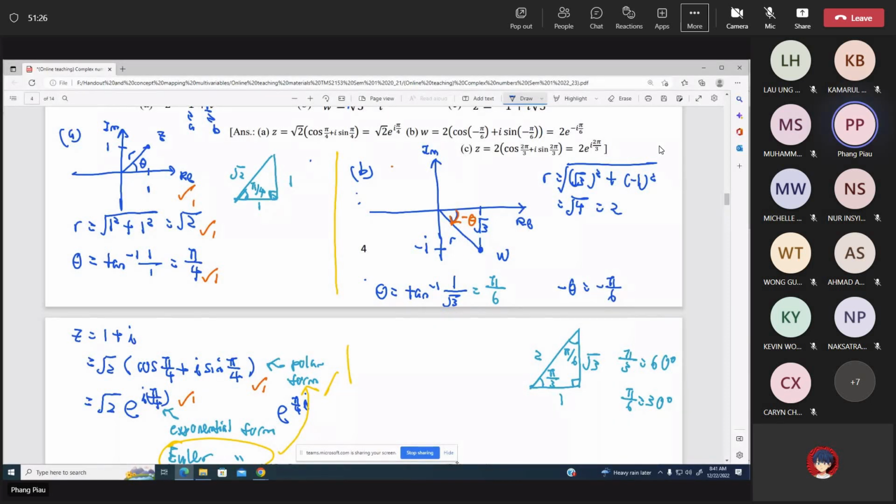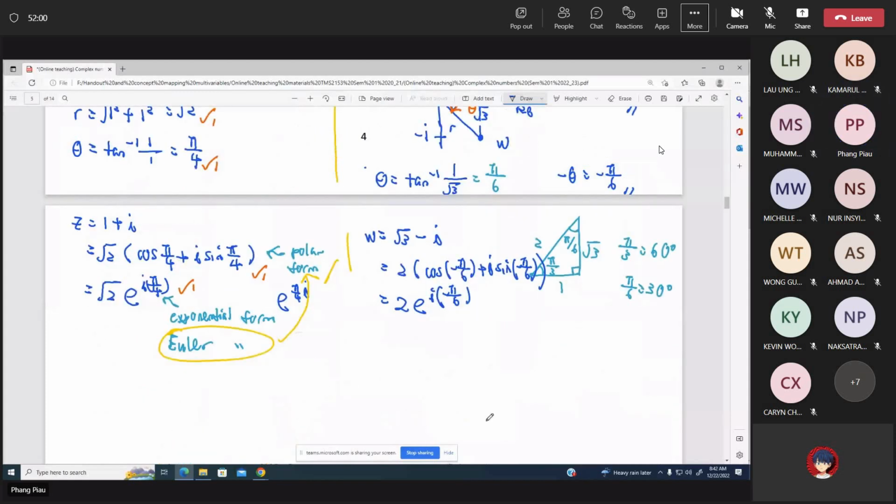So with this, you can put your W, where it is 3 minus i, as this R, which is 2, and you have cos 5 over 6 plus i sine negative 5 over 6. Or you can put it in exponential form, 2 exponential i negative 5 over 6. It is the same thing.